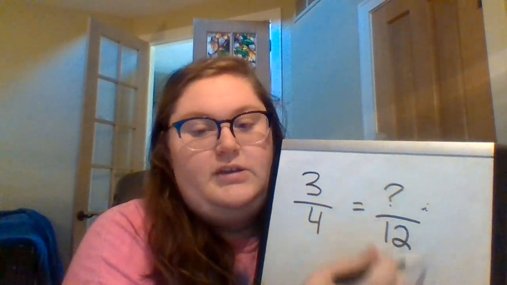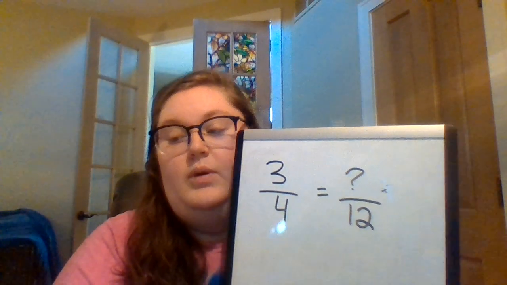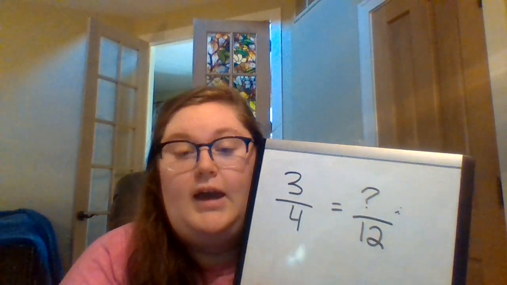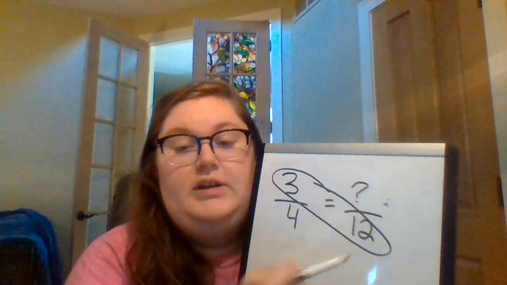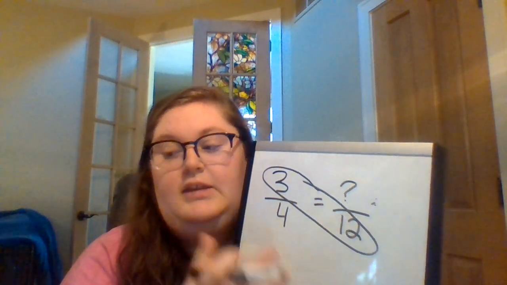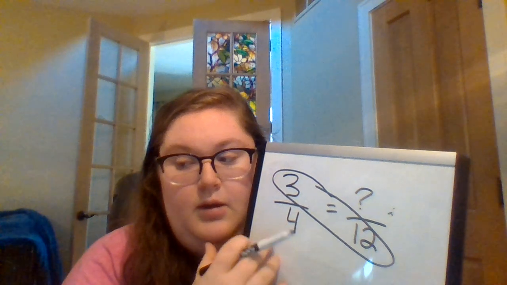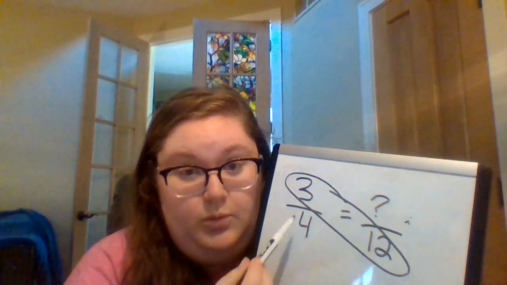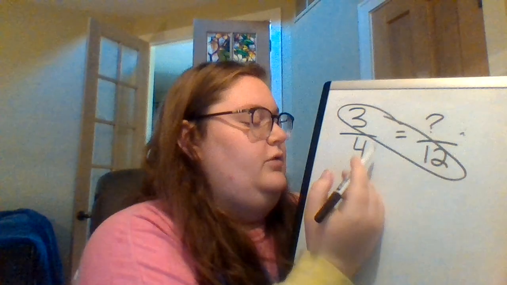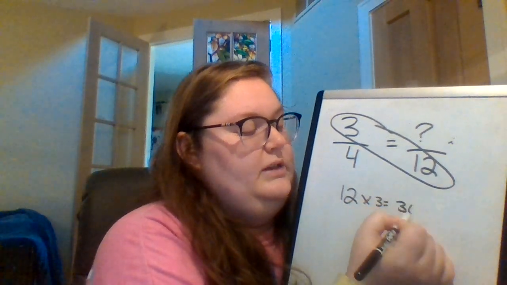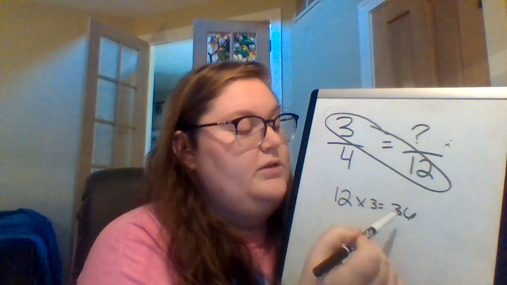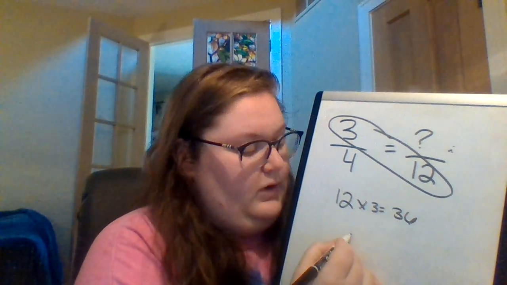So in renaming our fractions, we are looking for our numerator in this fraction. Okay, so what we have to do is we have to multiply our loop, which is 3 times 12, and then divide by what's outside of the loop. Okay, so if I do 12 times 3, that equals 36. So now I need to do 36 divided by 4.